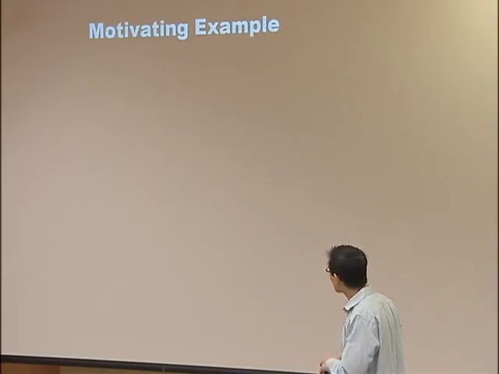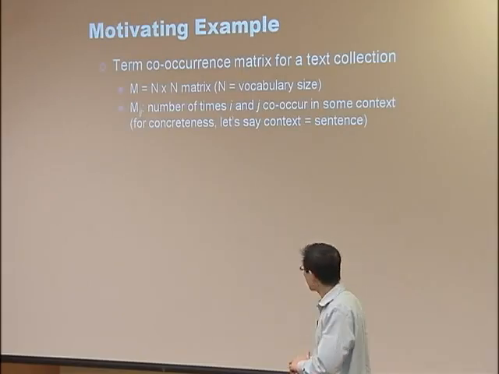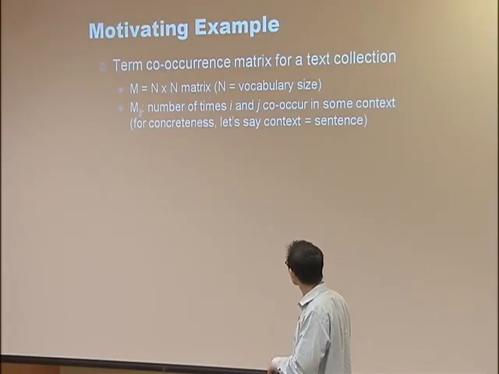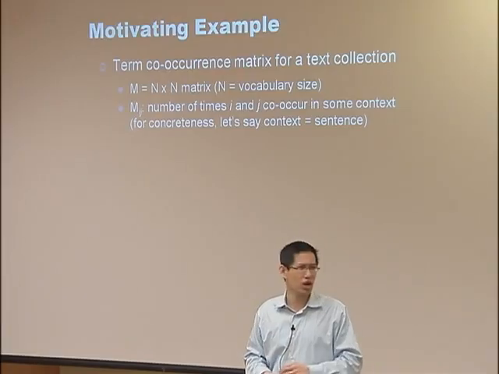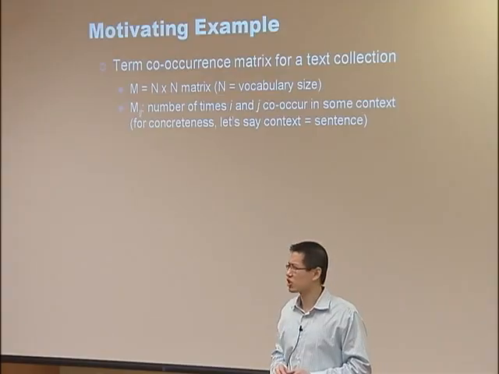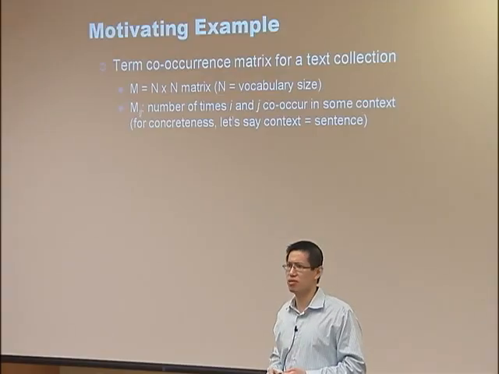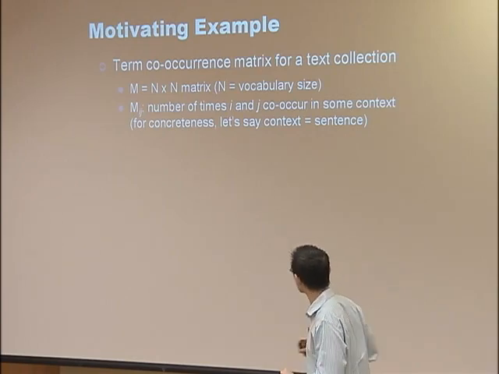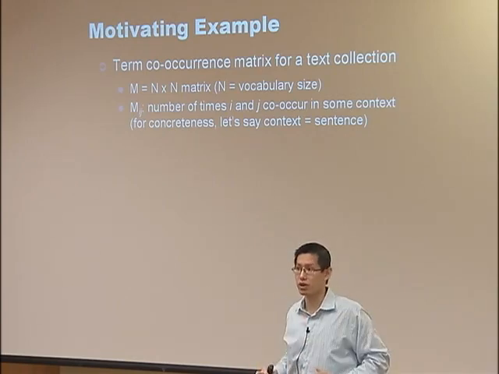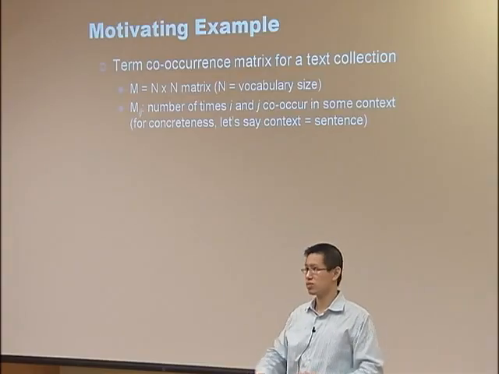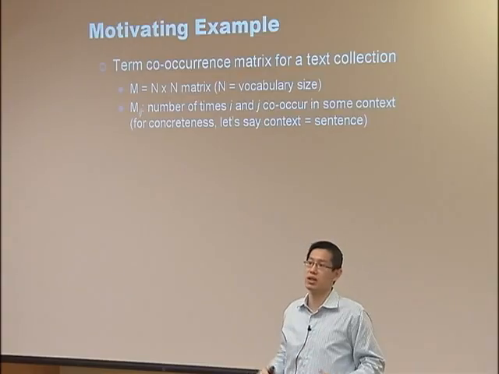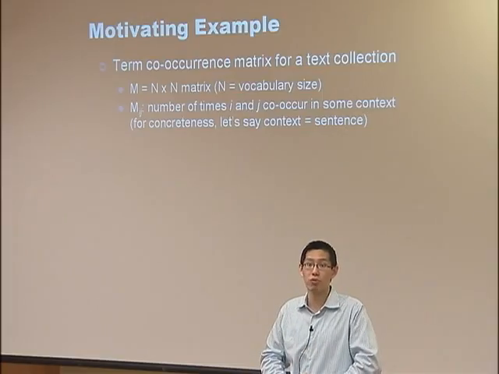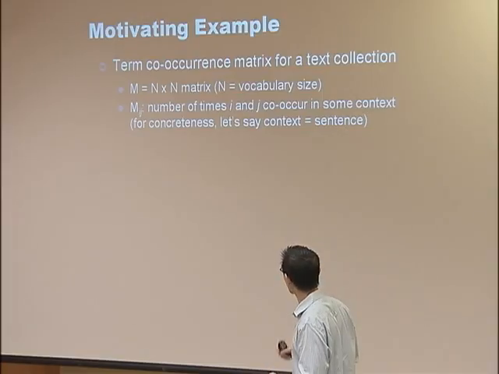Okay, so the motivating example I'm going to be talking about is let's say I want to build a term co-occurrence matrix for a text collection. So I believe there was like a section on text mining or something like that, right? This would be very useful for that, right? So what's this term co-occurrence matrix? Okay, you're given a vocabulary, you're given a large collection, hundreds of gigs, terabytes even, let's say. And you want to build a term co-occurrence matrix. It's a matrix that's n by n, where n is the size of the vocabulary.